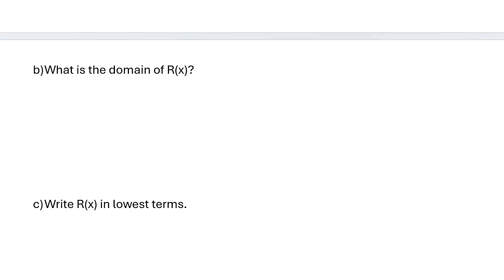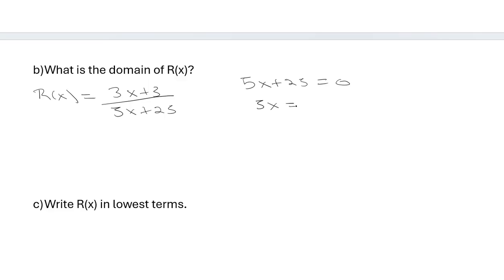Part B says, find the domain of R(x). I'm just going to go ahead and write the function here. R(x) equals (3x plus 3) over (5x plus 25). Well, this is a rational function, and with a rational function, we want to check what are the numbers that can make the denominator equal to 0. So I take the denominator, set it equal to 0, and solve. I have 5x equals negative 25. Divide both sides by 5. x cannot be negative 5.